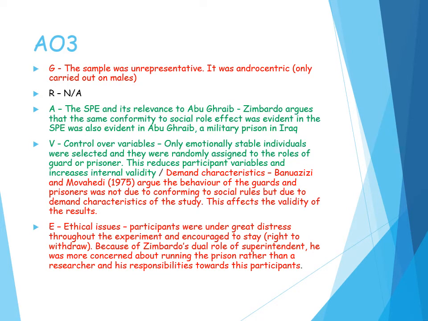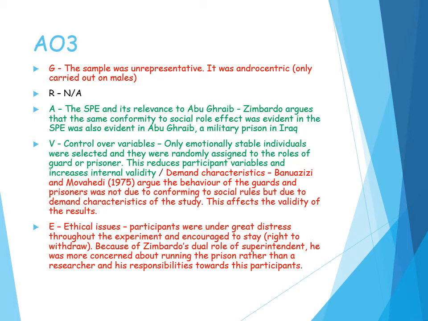In terms of evaluation, the sample was unrepresentative, androcentric, only carried out on males. It was also ethnocentric, only carried out in America. So will it apply to females and will it apply to other cultures? It is guilty of being gender and culturally biased, and it would be beta biased to generalise it to females and to other cultures. So it might help to explain Abu Ghraib. Zimbardo argues that the same conformity to social roles was evident in the Abu Ghraib military prison in Iraq, so it could help explain that.